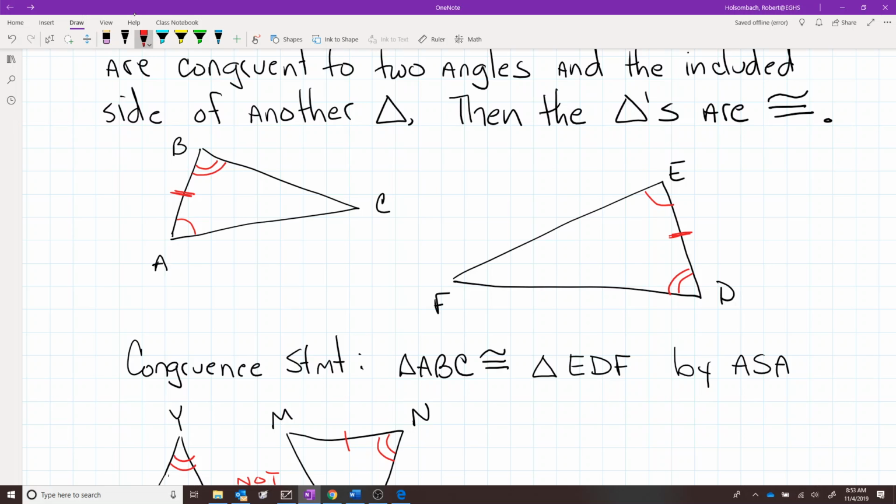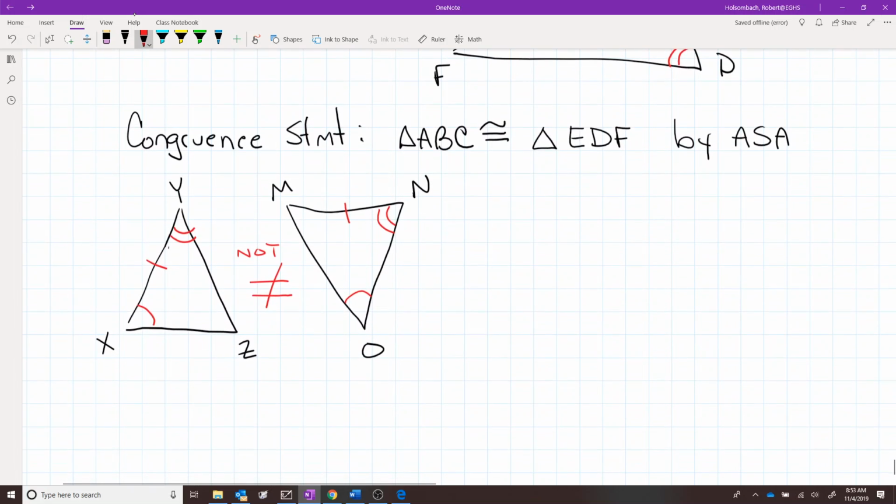In order to use angle, side, angle, the sides that are congruent have to be touching the angles that are congruent. There's an example of where they are. Here's an example of where they're not. Alright, so those two triangles are not congruent by angle, side, angle.